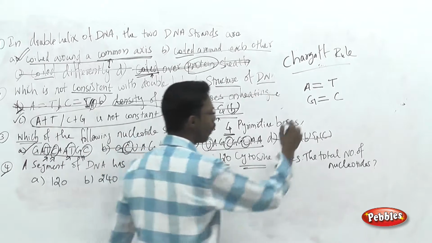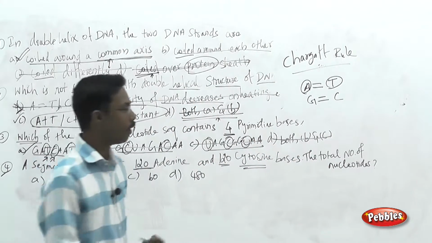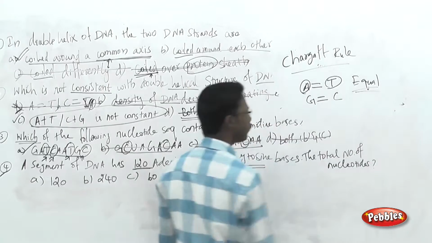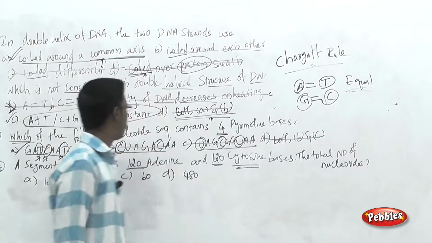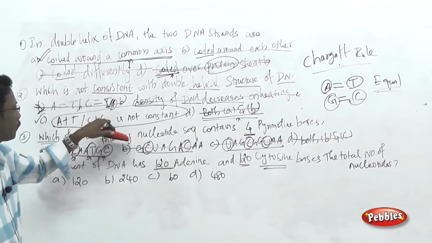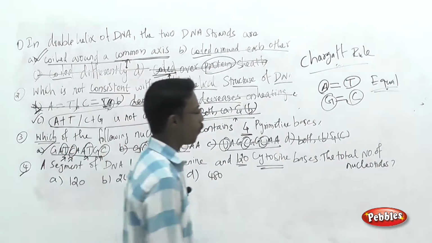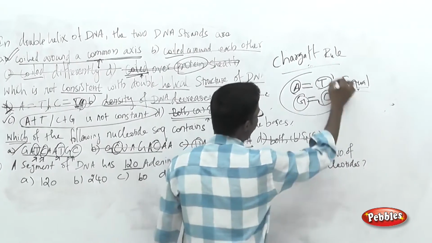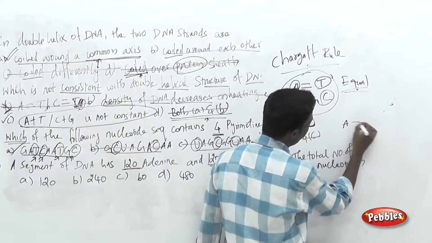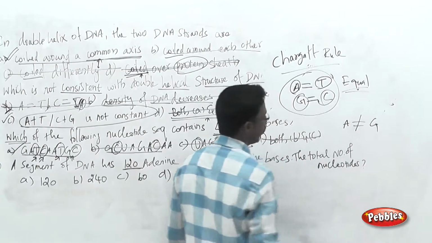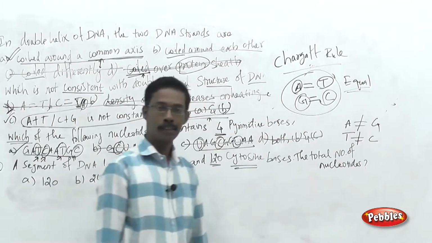So the number of adenine is always equal. Okay, you have to remember the term equal. Always equal to thymine, guanine always equal to cytosine. Okay, so I told you in the previous question, the A plus T and C plus G is not constant. Why are we calling this not constant? From this statement you have to remember one thing very clearly. The number of adenine may not be equal to guanine. The number of thymine may not be equal to cytosine.